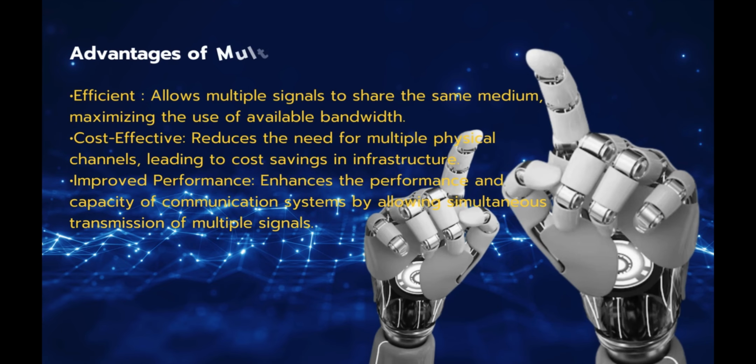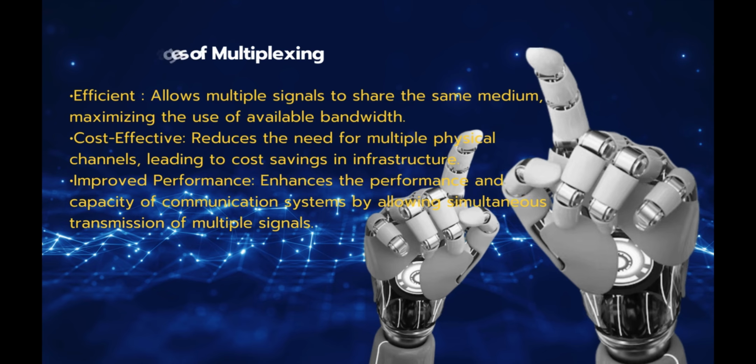And now for the advantages of multiplexing. Resource efficiency: allows multiple signals to share the same medium, maximizing the use of available bandwidth. Cost effectiveness: reduces the need for multiple physical channels, leading to cost savings in infrastructure. Improved performance: enhances the performance and capacity of communication systems by allowing simultaneous transmission of multiple signals.